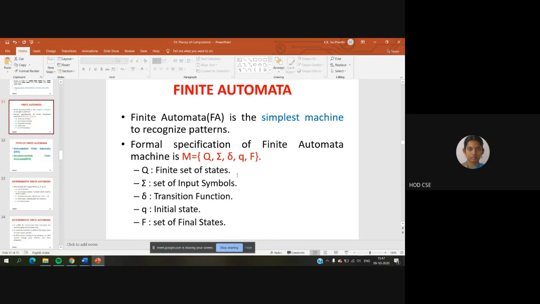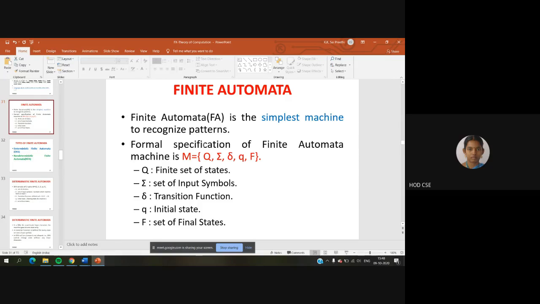Only it has a CPU and program memory. The CPU and program memory is configured by states and transitions. And the finite automata is the simplest machine to recognize any pattern. For example, in your ATM, if you are typing some PIN number, that is called a pattern. Such patterns are recognized by the finite automata. That is the concept behind how you are validating your PIN number in an ATM.